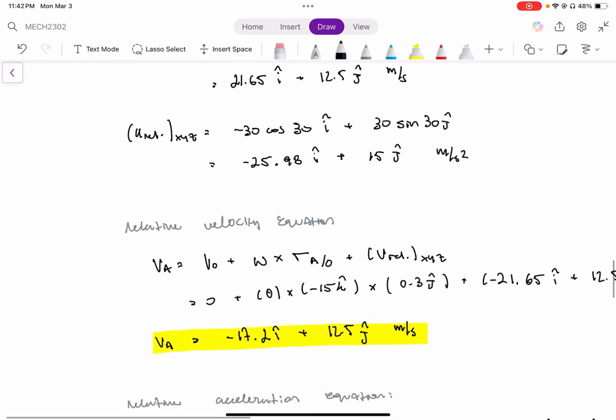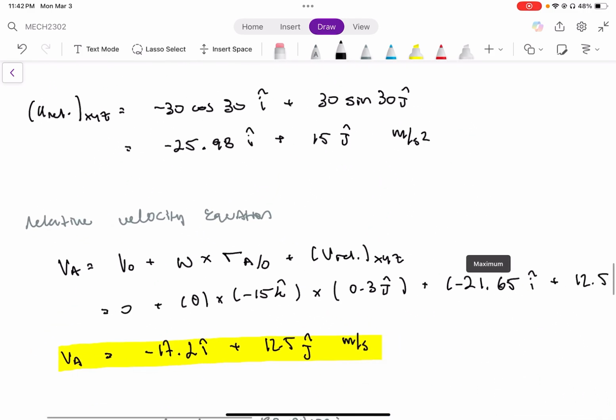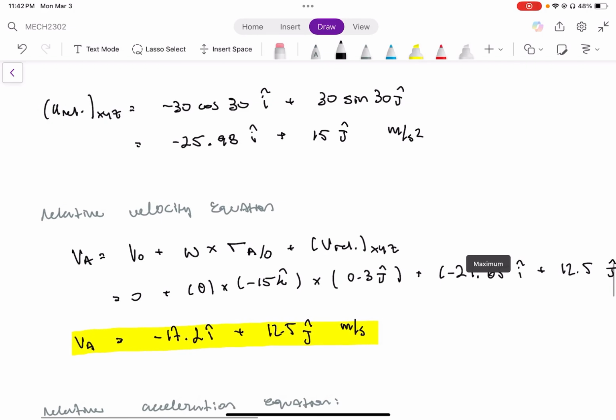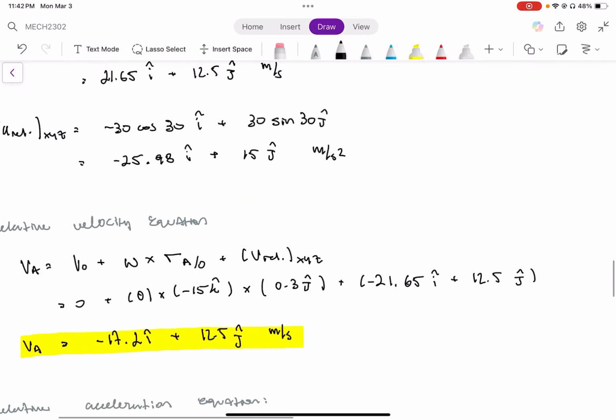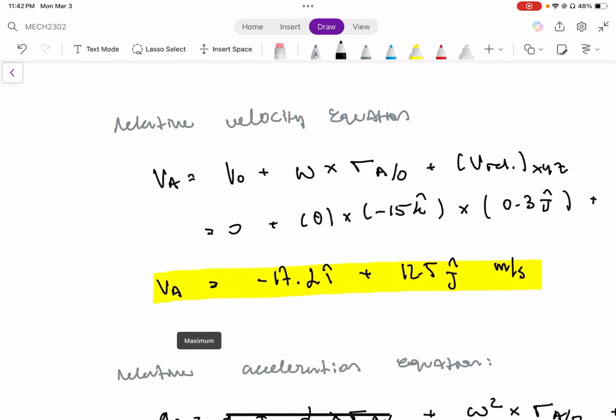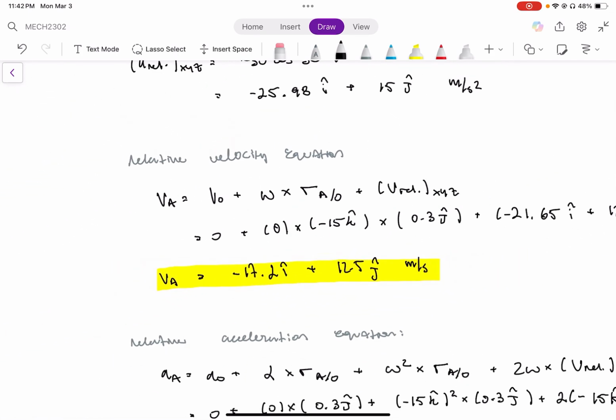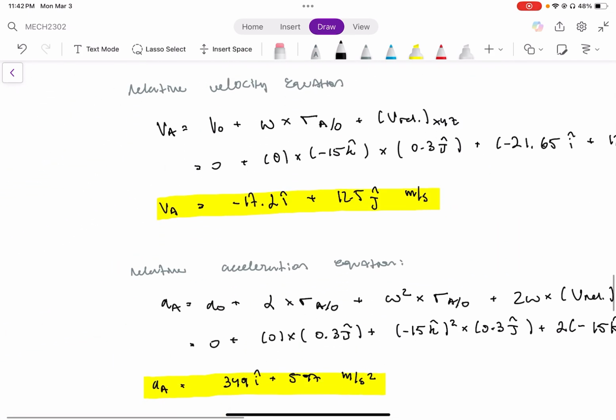The relative velocity equation is given like this. We substitute all the known values and we compute the cross products and all the additions, and we get that the velocity at A equals negative 17i plus 12.5j meters per second.